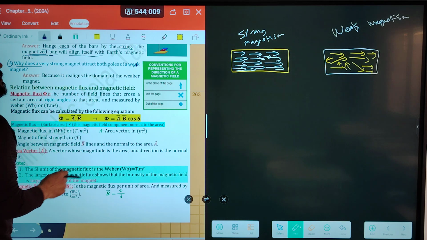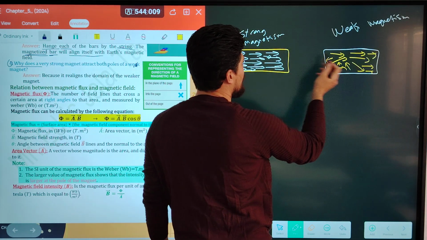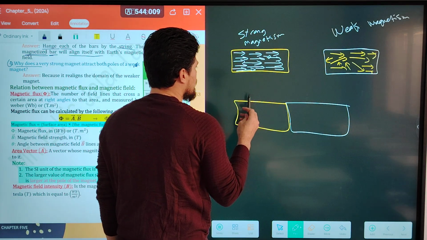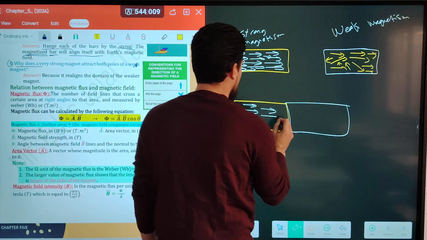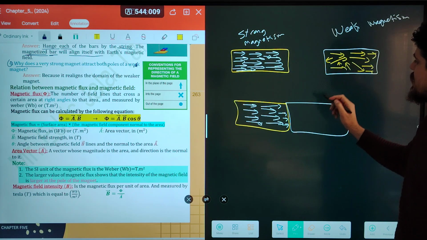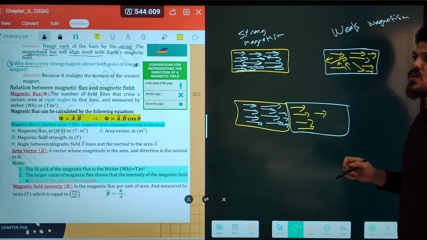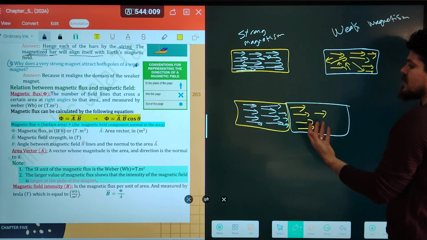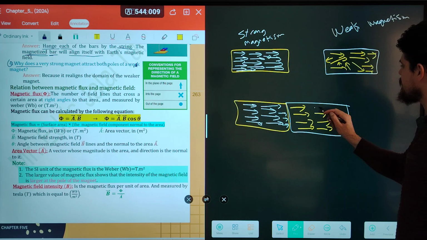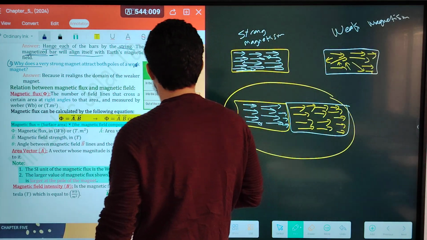So the question: why does a very strong magnet attract both poles of a weak magnet? For example, if we bring this weak magnet close to the strong magnet, this strong magnet can realign the random domains of the weak magnet in the same direction. So the weak magnet also becomes a strong magnet. Why? Because the strong magnet has an effect on the weak magnet. It realigns the random domains of the weak magnet, so it makes all the domains point in the same direction. Now both magnets are strong magnets.